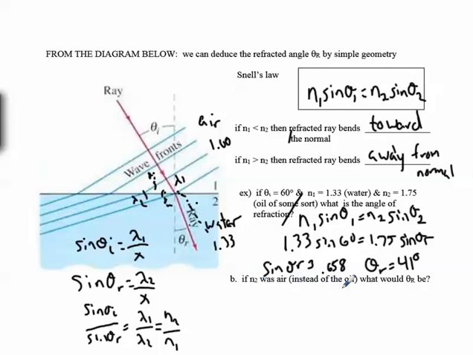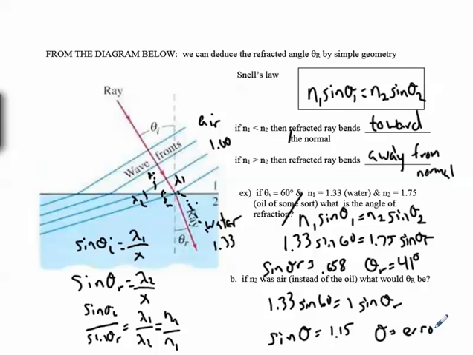Now what if n2 was air instead of oil? So we would have, starting in water, 1.33 sine of 60 equals 1 times the sine of our refracted angle. So we would have sine of theta R equals 1.15. And if you do the inverse sine of that on your calculator, you get an error. And this is not a mistake on our part. You cannot take the inverse sine of anything greater than 1. So why are we getting an error? Well, that's telling us something interesting physically, which we'll look at later. Okay, so this concludes the lesson on Snell's law. You'll have more practice with this in class and as homework.